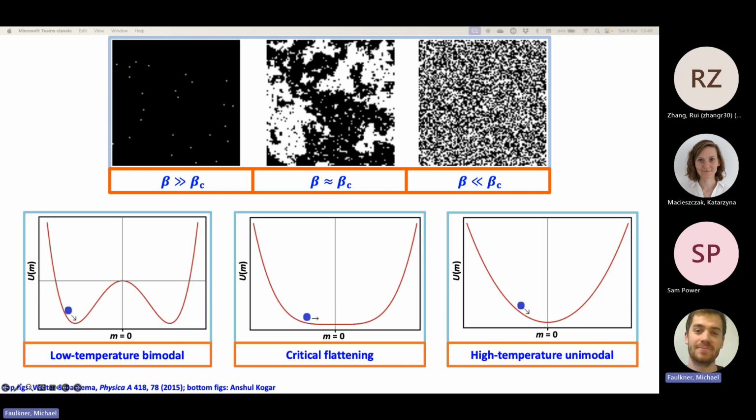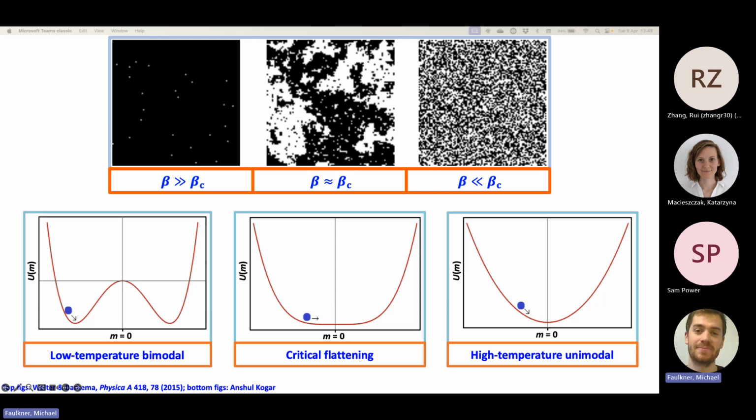But in order to transition from the unimodal landscape at high temperature to the bimodal landscape at low temperature, the potential necessarily has to flatten at the transition. This means you get a very flat potential landscape, and algorithms that are governed by the potential gradient essentially don't know what to do. They become stuck in some region of the state space for disproportionately long periods of time. And this is something called critical slowing down.